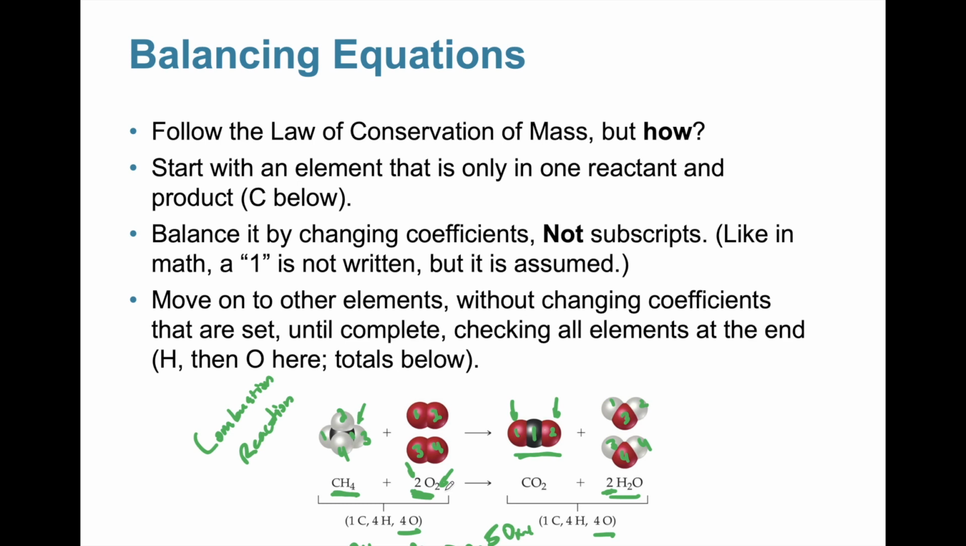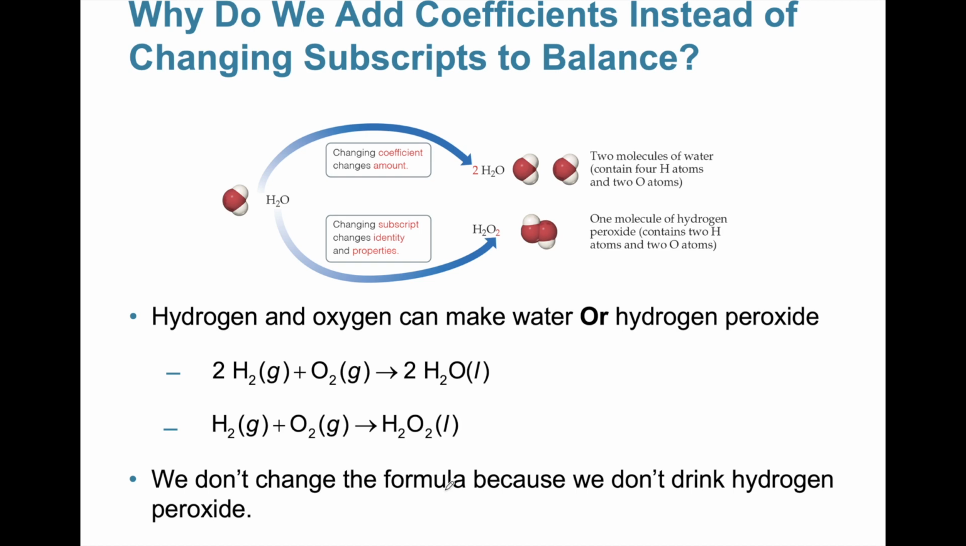Changing coefficients just changes the number of molecules that are there, whereas changing the subscript will change the molecule. So make sure when you're balancing equations that you only change coefficients and you don't change any of the subscripts. This is really just rehashing what I just said.